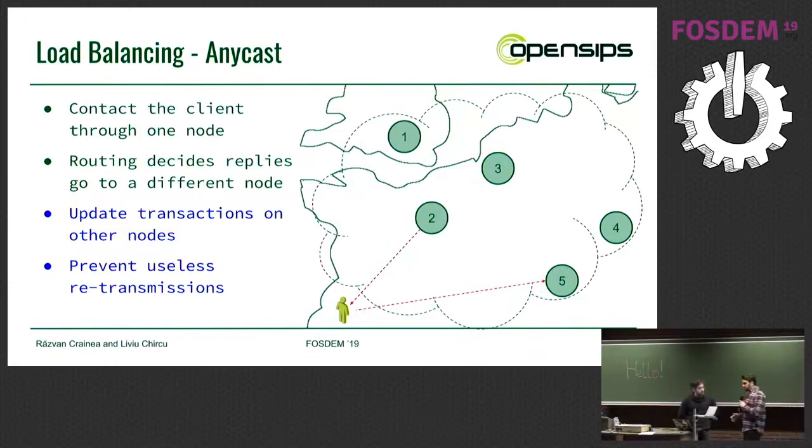In order to avoid this, in OpenSIPS we developed a mechanism that we use to inform node 2 about transaction changes. And what's interesting is that node 2 is the only one that has the real information about the transaction. So node 5 will not construct any transaction, which you might or might not know is very heavy in terms of resources.